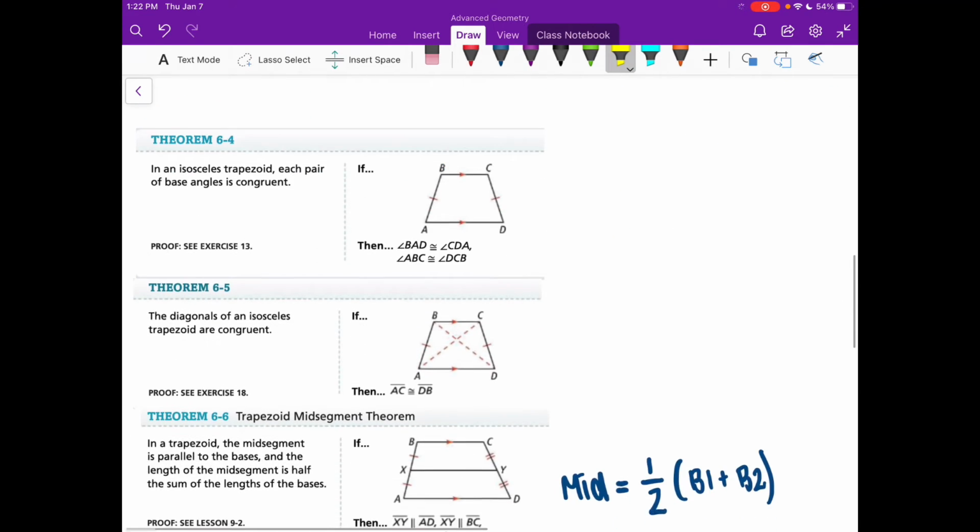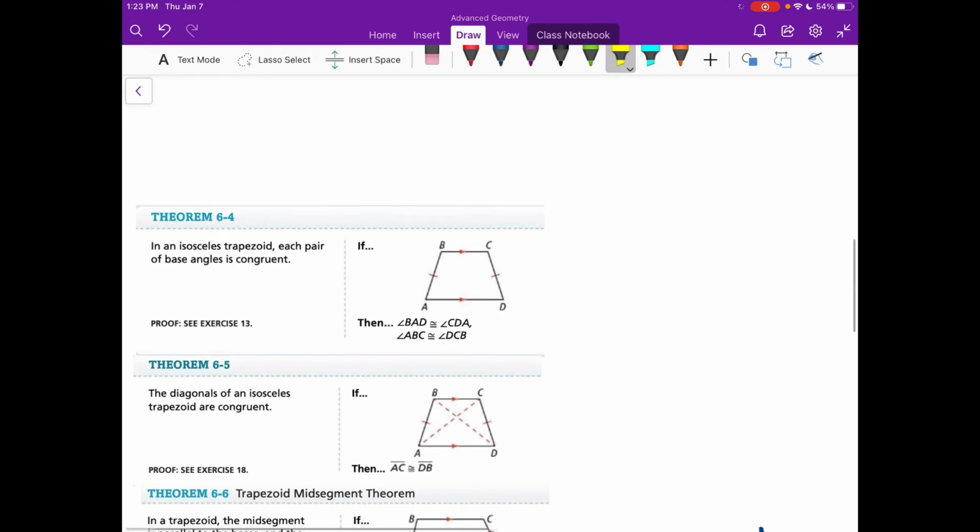Let's move on. Our next theorems are about trapezoids, which is the second half of this lesson. So let's just remember that a trapezoid has two parallel lines with two congruent sides, but not necessarily the bases aren't congruent, because then it would be a rectangle. So in an isosceles trapezoid, each pair of base angles are congruent. An isosceles trapezoid is going to be when these two sides are congruent. The base angles, what we call these base sides, are also congruent. So BAD is congruent to CDA, and ABC is congruent to DCB.